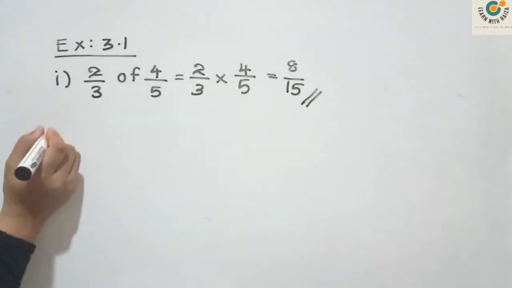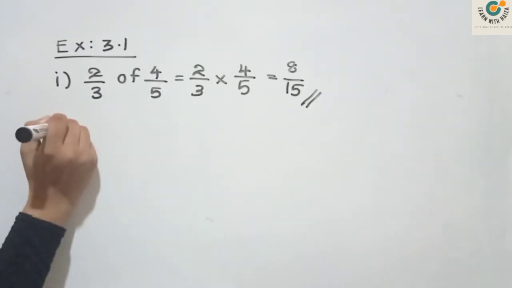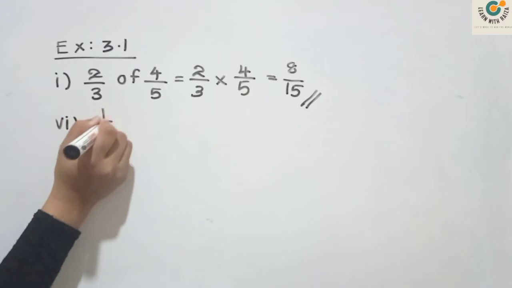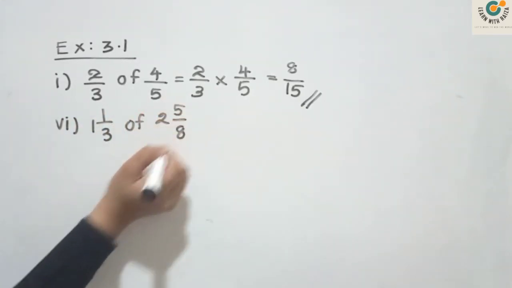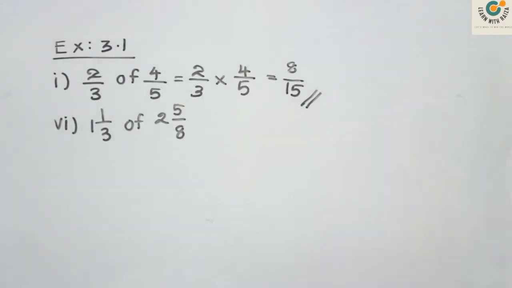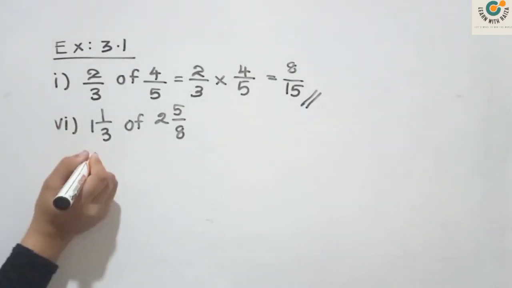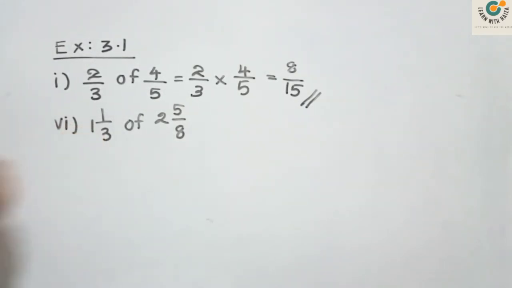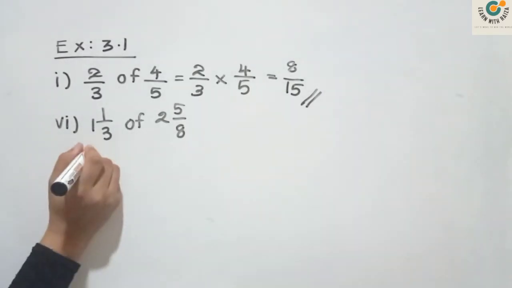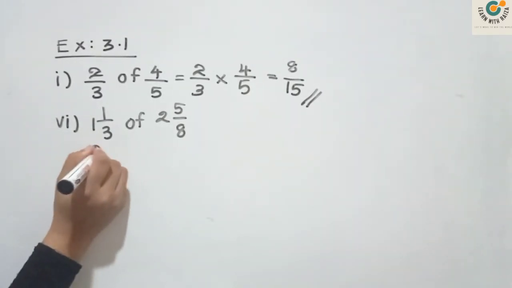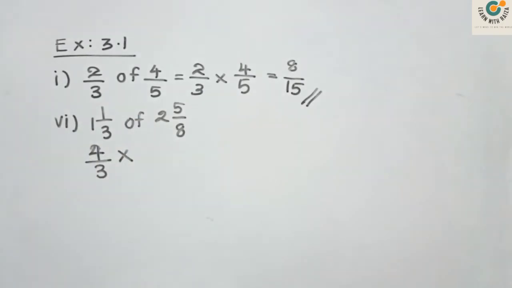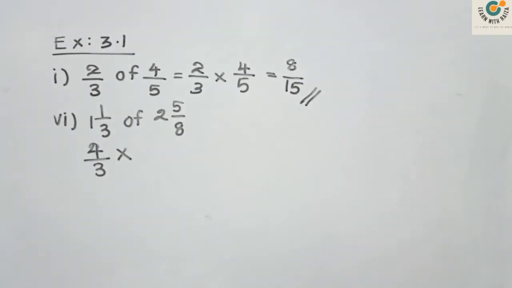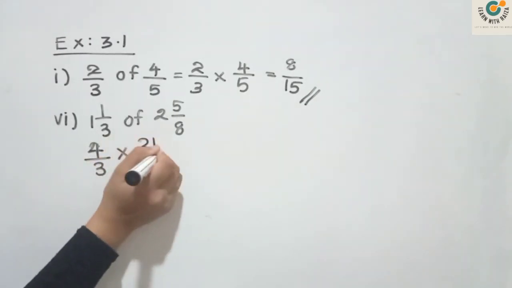And if I take another example from the same exercise, the sixth one: 1 upon 3 of 2 5 upon 8. Both are mixed fractions, so when mixed fractions are given, you have to convert them into improper fractions. 3 multiplied by 1, 3, plus 1, that is 4. So 4 upon 3. 8 into 2, 16, plus 5, 21. So 21 upon 8.